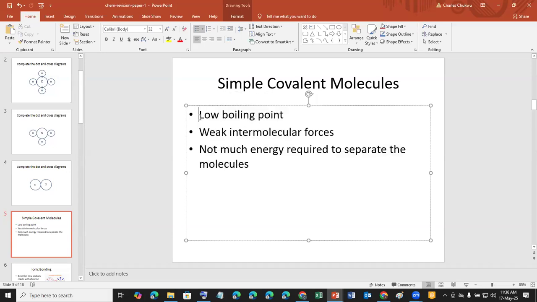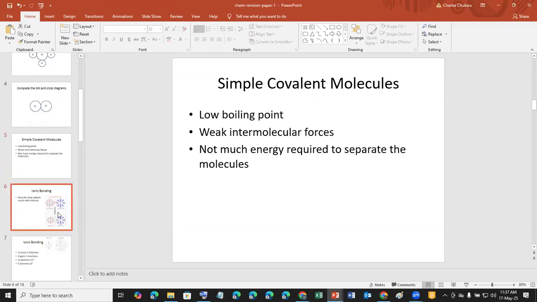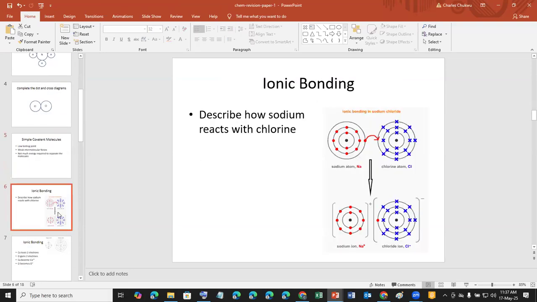A question might say, why is it that a gas like hydrogen chloride or water usually has a low boiling point? This is the reason. You can explain it like this, and then further add this to buttress your explanation. Not much energy is required to separate the molecules. Okay.